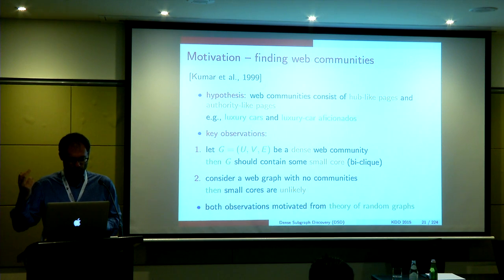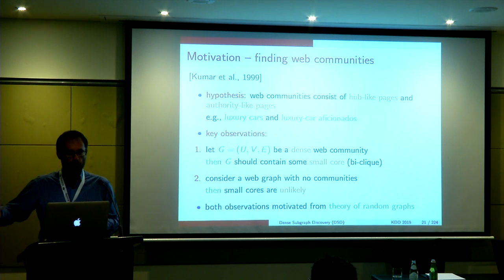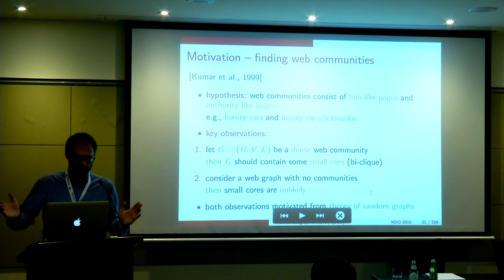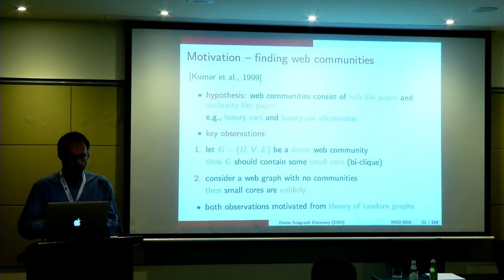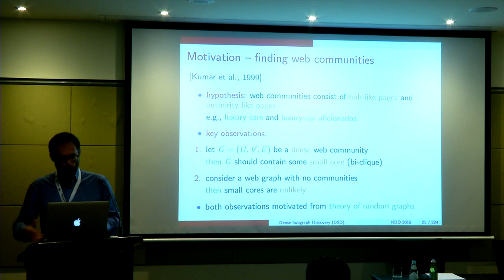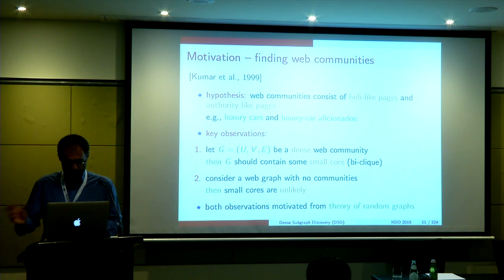And the observation is that if the community is dense, then it should contain a complete bipartite clique, a small bipartite clique. And they justify this claim. They say that if there is a dense community, then the clique should be there, just by probabilistic arguments. And if the community is not dense, then it's unlikely that you have such a complete clique in these subgraphs.